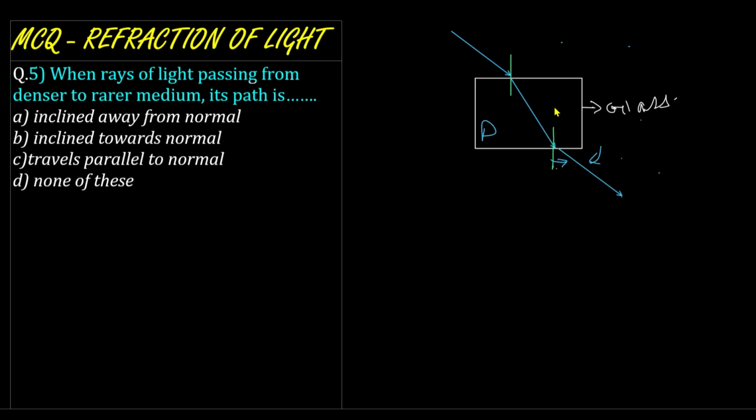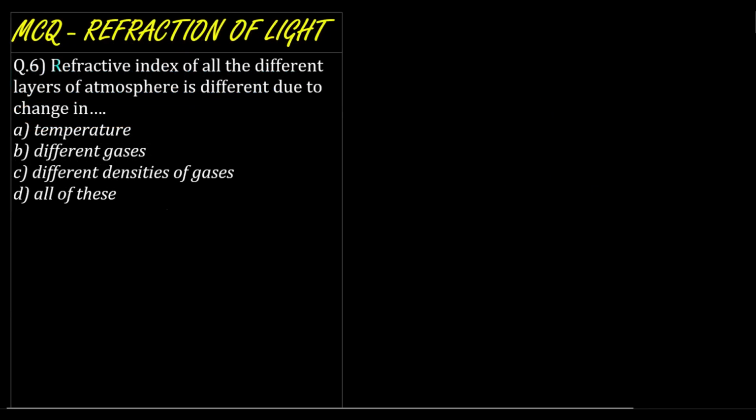So as you can see, this is a denser medium and this is a rarer medium. So you can figure out that when a ray of light travels from an optically denser to an optically rarer medium, it bends away from normal. So away from normal, what is the question? When the ray of light travels from denser to rarer, its path is inclined away from normal, right? Inclined is what? Bends away from normal. So this is the correct option in this case.